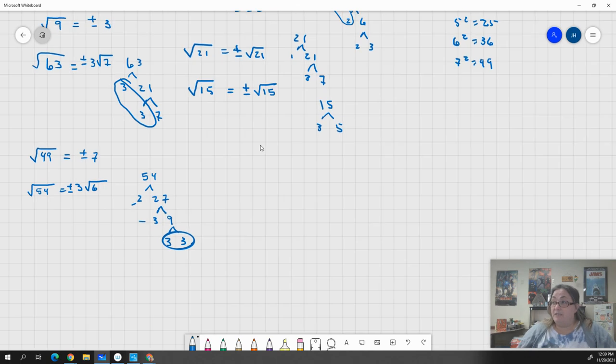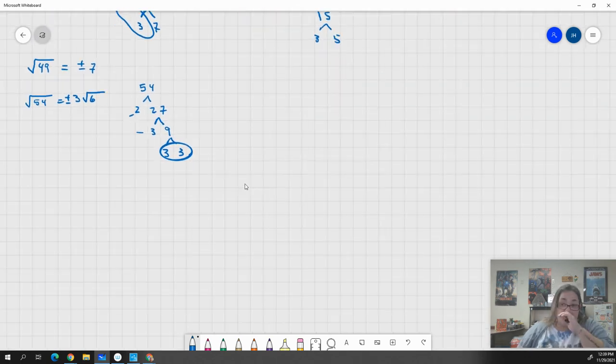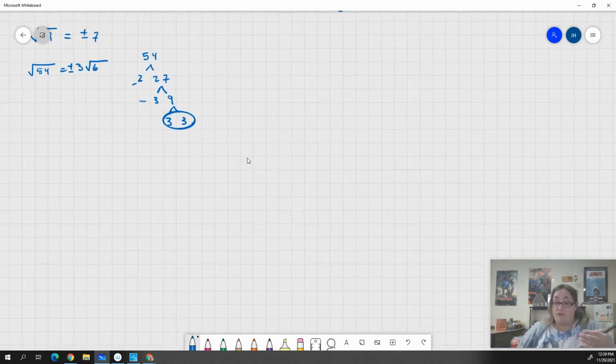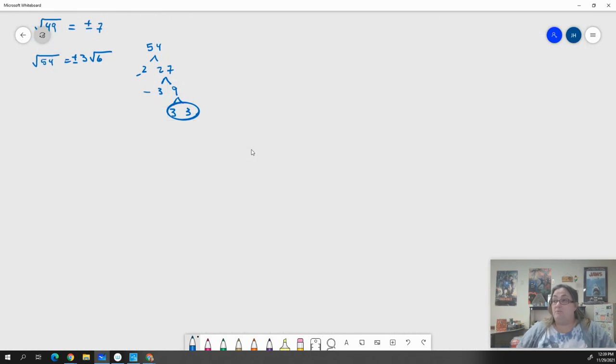The reason we're doing it, though, is because we want to be able to solve quadratics using square roots, right? We want to be able to find solutions. So, solving quadratics using square roots. Forgot how to spell square roots.